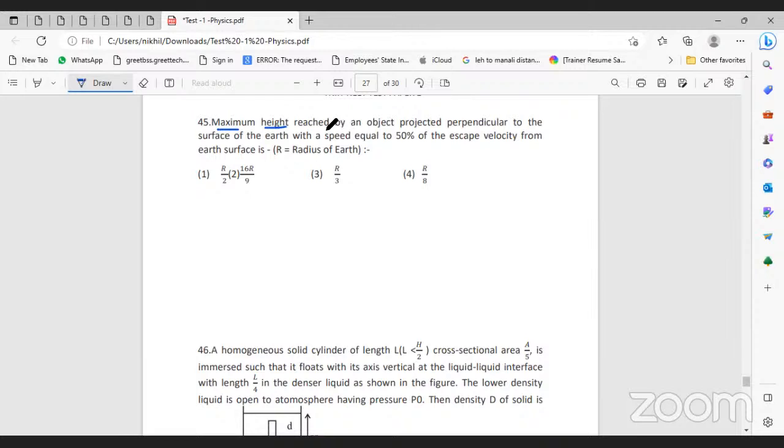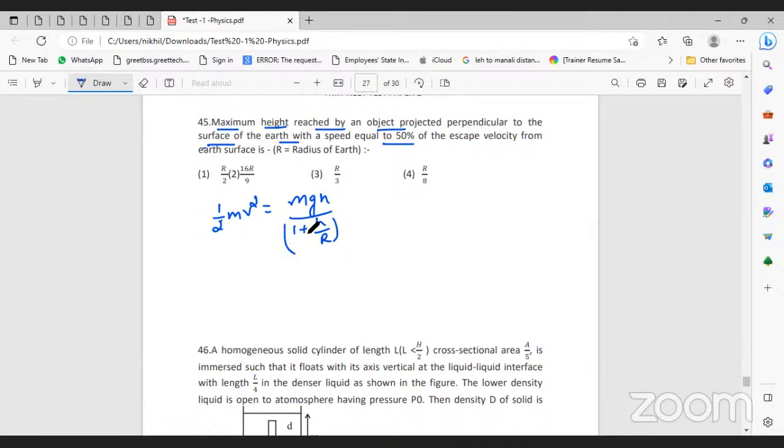Maximum height reached by an object projected perpendicular to the surface of the earth with a speed equal to 50% of the escape speed. What is the relation they're asking? According to the conservation of energy, half mv squared should be equal to the potential energy, that is mgh divided by 1 plus h by r.